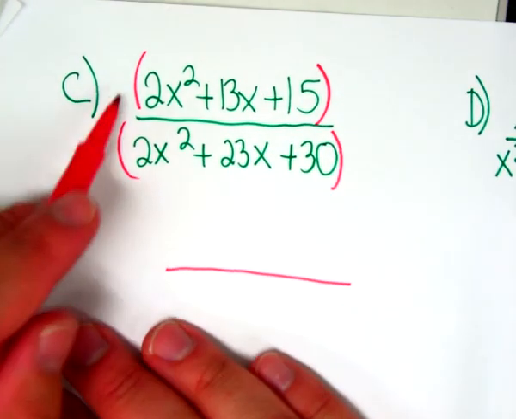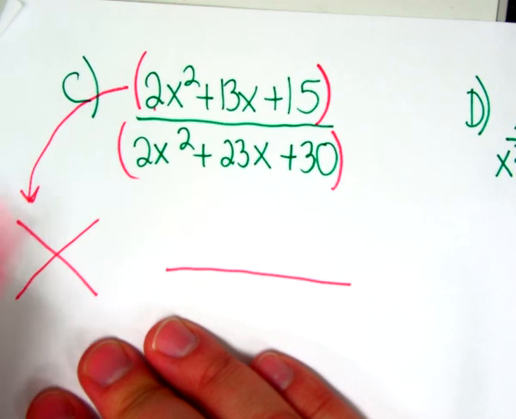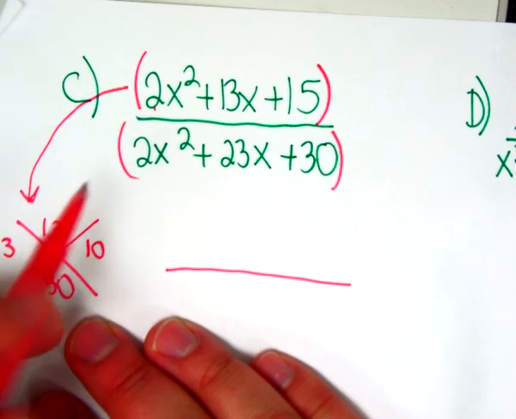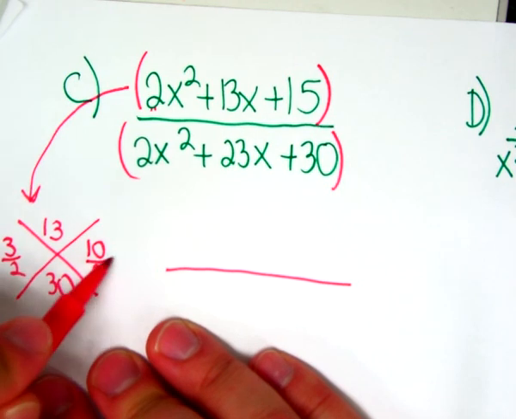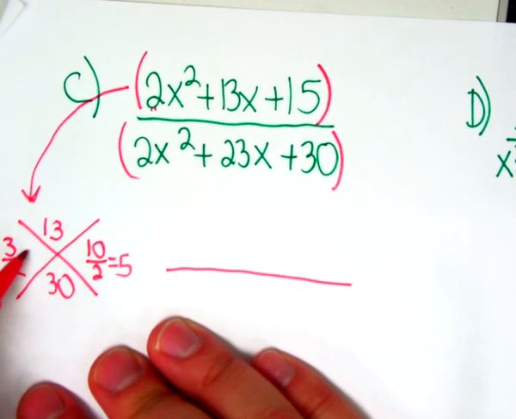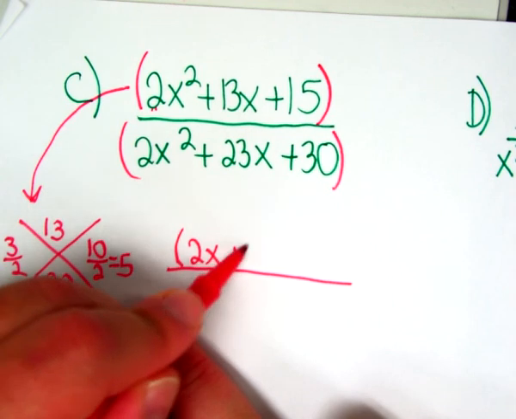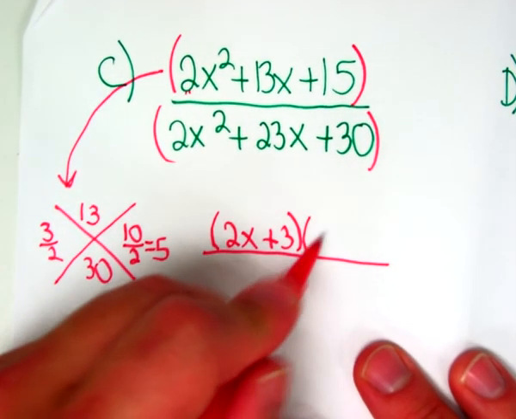Doing the top one here, leading coefficient is not equal to 1. So that means we're going to do the bottoms up. The factors of 30 that add up to 13 are going to be 3 and 10. We're going to divide by 2. Simplify each. First factor is going to be 2x plus 3. And then the other factor is going to be an x plus 5.